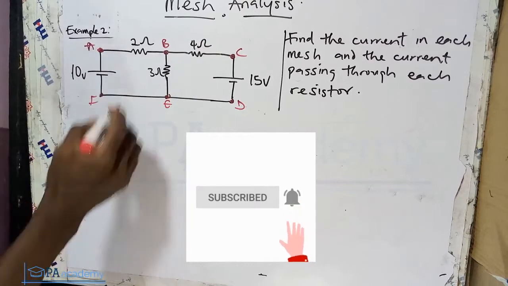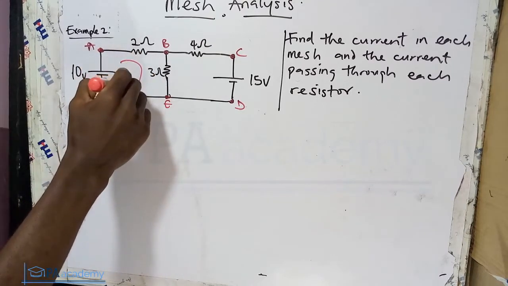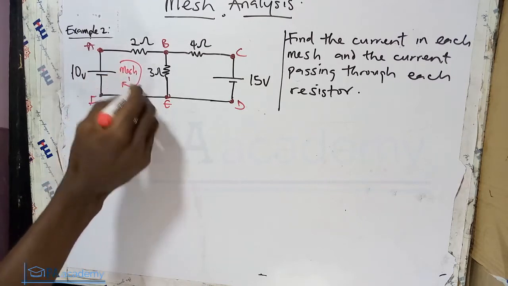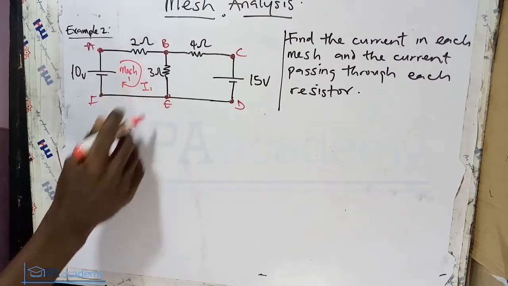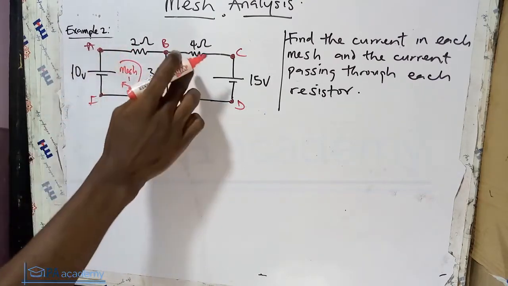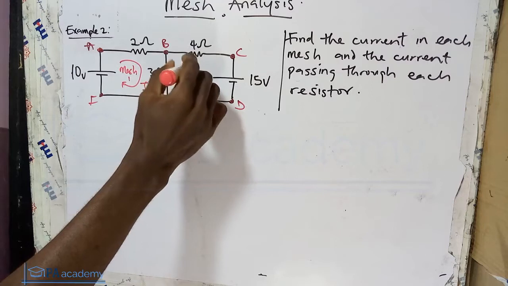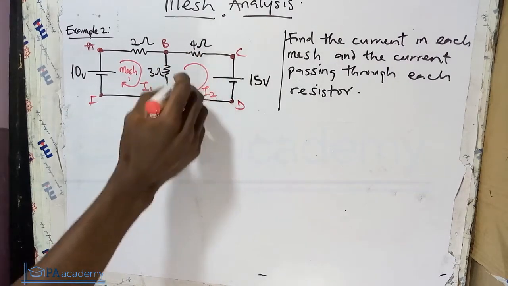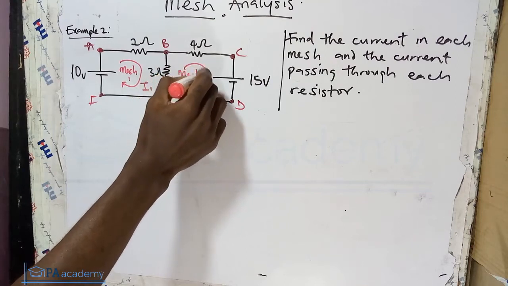So let's identify the mesh. We have 2 meshes, so this is mesh 1, and let's take the current that is flowing through this mesh. Let's indicate it as I1. So we are taking clockwise direction for the currents. For this mesh 2, let's take the current flowing through it as I2. So let's indicate that this is mesh 2.